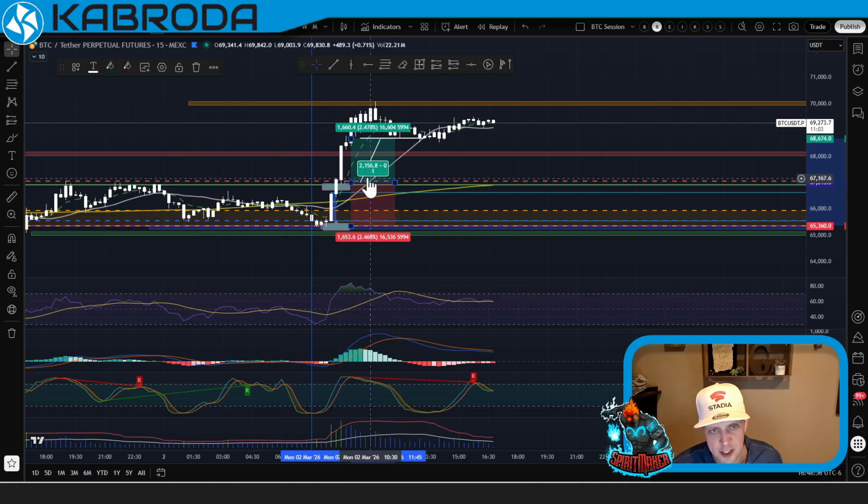Now, you can see that I did mark this area right here. All that is the distance between the trigger, the breakdown trigger, and the breakout trigger. That is the distance there. Pretty simple. And that sets your target right here. You can see that we did run all the way up, and then we came right back in and tested this area, and we're holding.